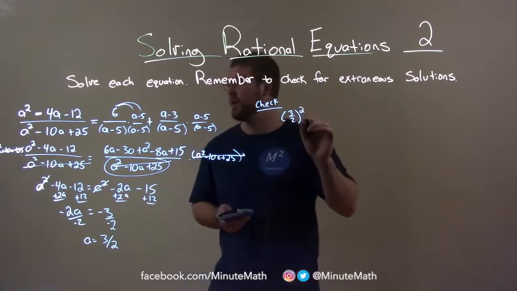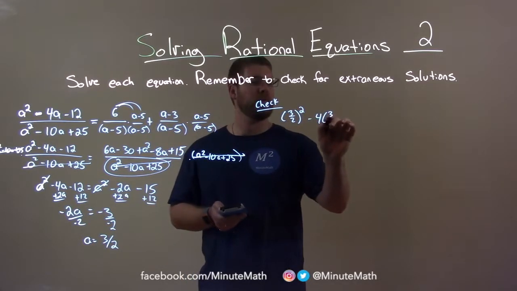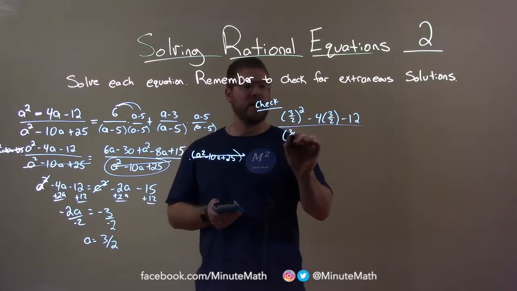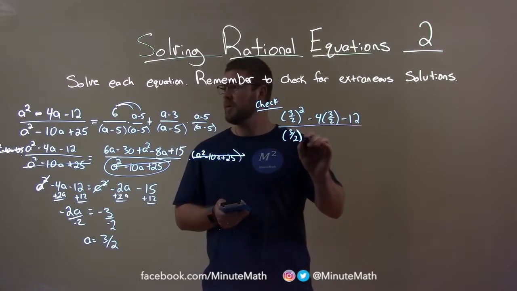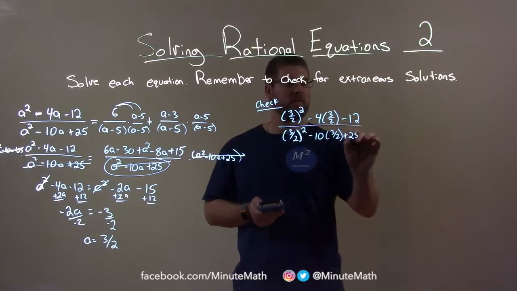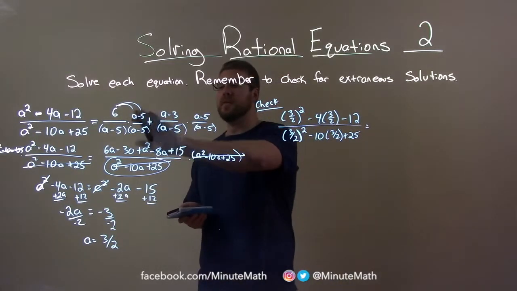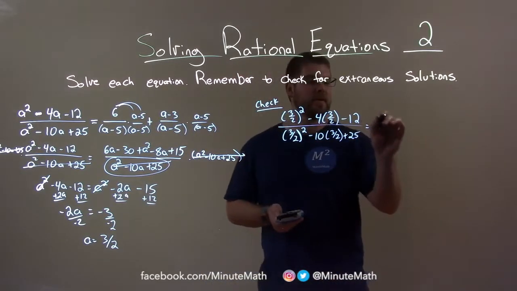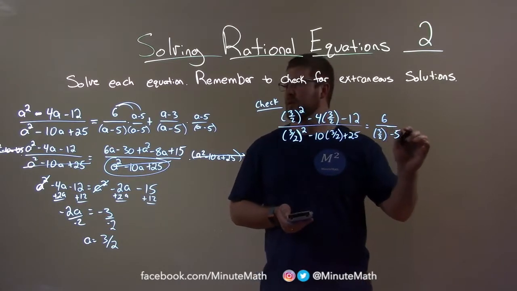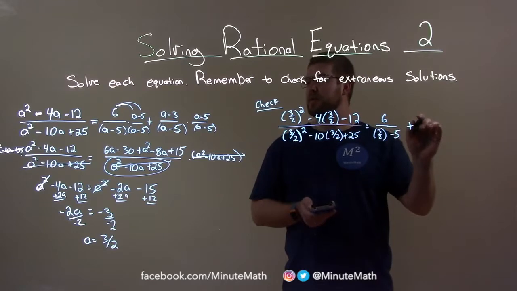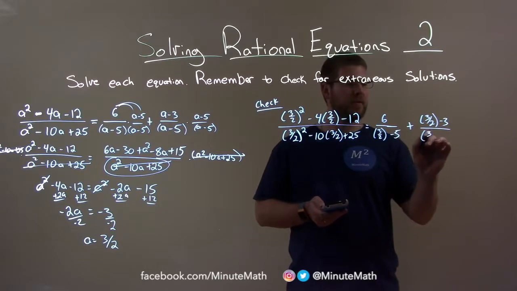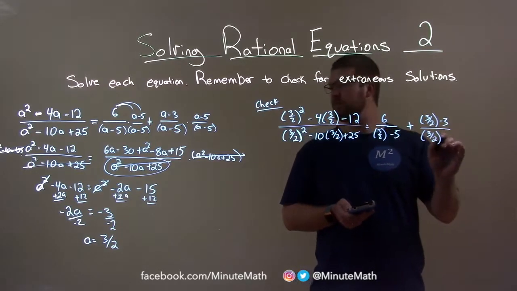3/2 squared, and this is where I like having a calculator, minus 4 times 3/2, minus 12, over 3/2 squared minus 10 times 3/2 plus 25 equals, make sure this goes to the original so don't ignore the a minus 5 over a minus 5s, 6 over 3/2 minus 5 plus 3/2 minus 3 over 3/2 minus 5.